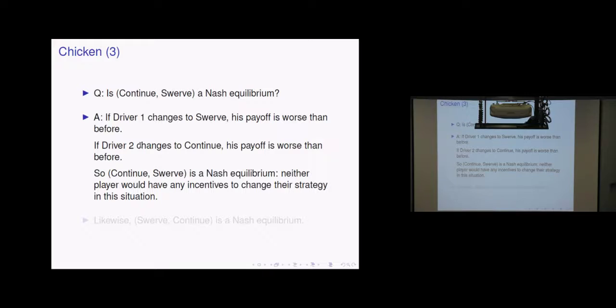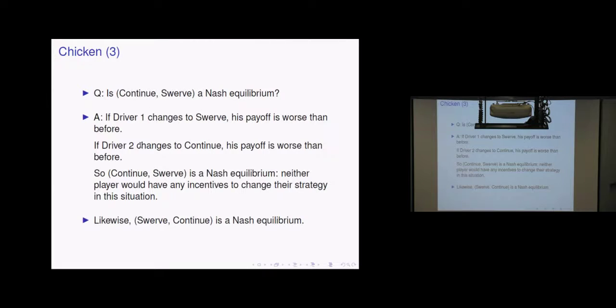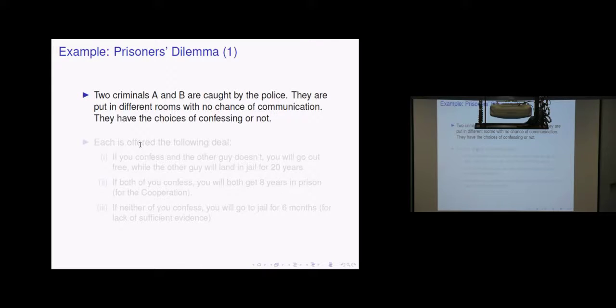Okay. Is this okay? Similarly, the other position, swerve continue, is also a Nash equilibrium because it's completely symmetric. So this is one situation. You can analyze the payoff. You can see, because we said this is A, D, D, and this is B, C, C, B, right? So you can analyze in which situation things will happen like this. Okay, so that's our first example, the game of chicken.